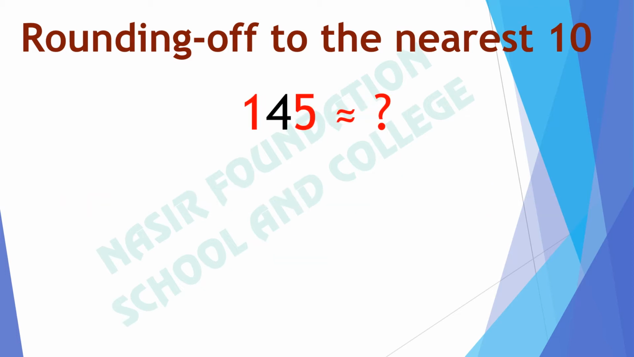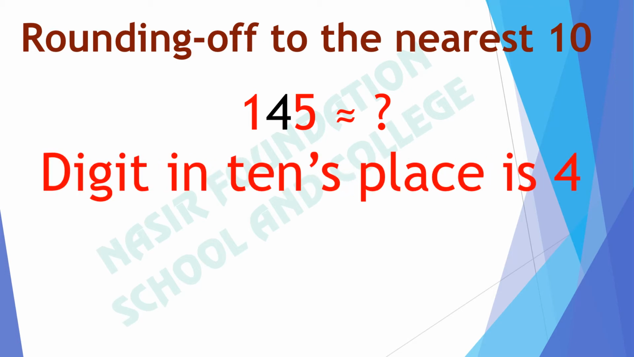So, how will we round it off? To round off the numbers to the nearest 100, we look at the digit in its tens place, that is 4. And 4 is less than 5.